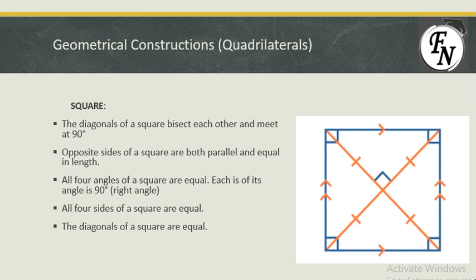A square is a very simple shape with all its sides equal and its opposite sides parallel, and when the diagonals meet, they meet at 90 degrees. So let me read out the point for you: the diagonals of a square bisect each other and meet at 90 degrees.